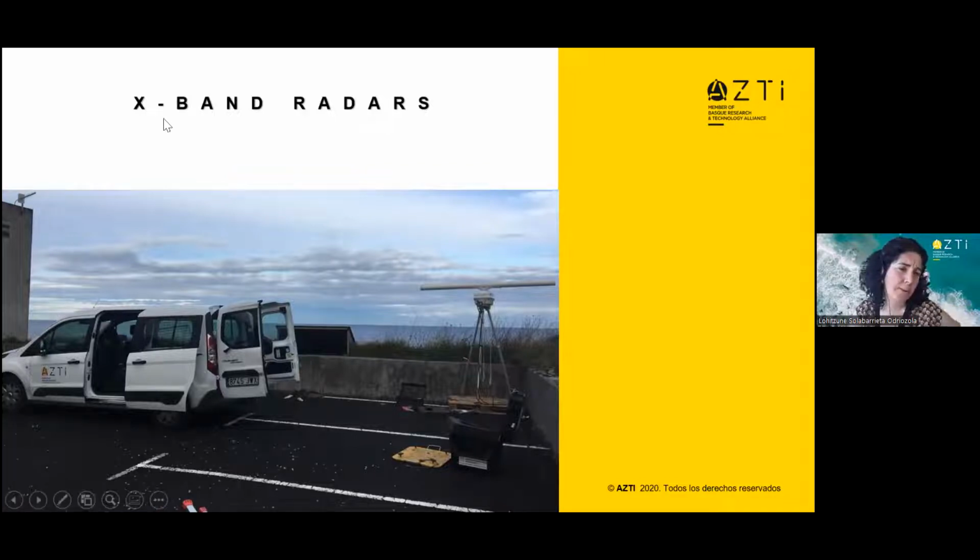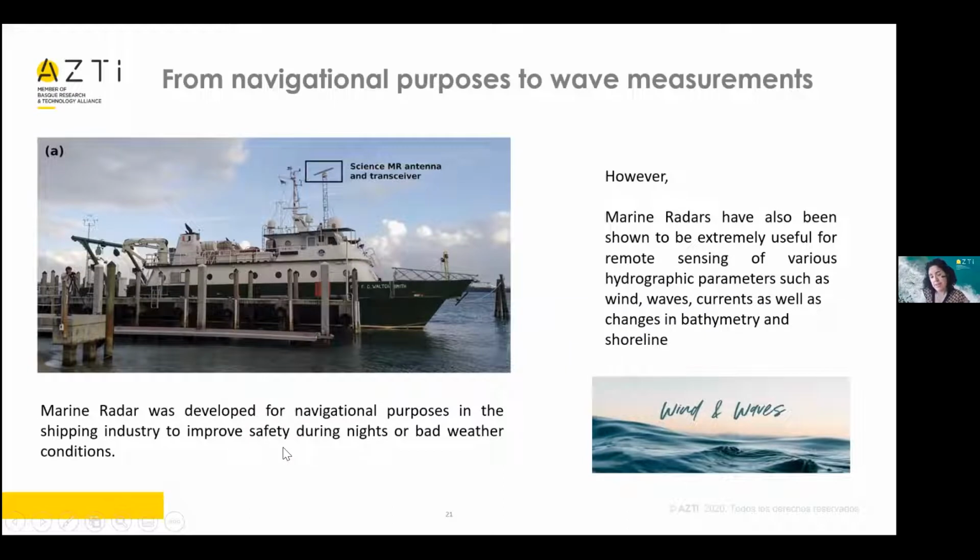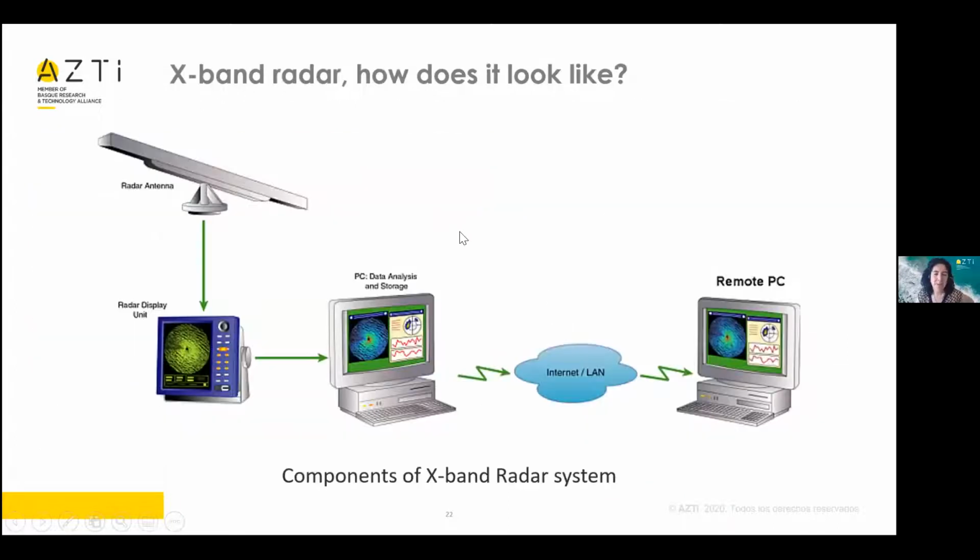So we started working with X-band radars. The X-band or marine radars, the technology was developed for navigational purposes, for safety, and for safety during nights or bad weather conditions. But this technology is again a radio-based technology. So some researchers started thinking on using that to extract wind and wave information in a similar way as done by the high frequency radars.